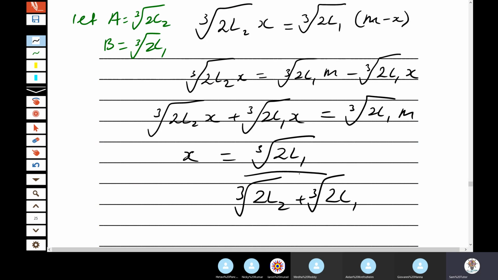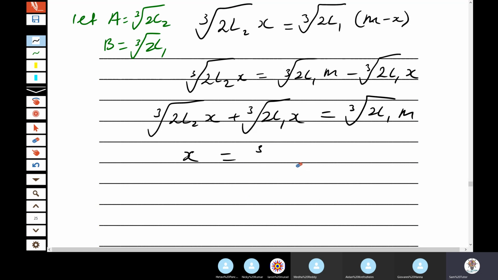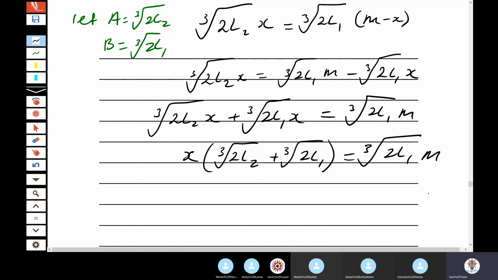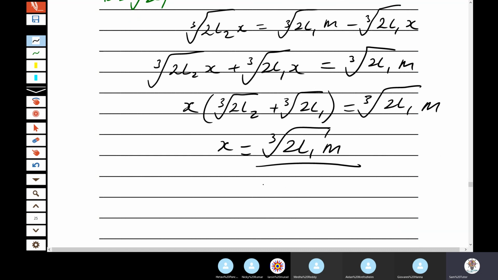Too fast, that last step. So factorize it first. X, when you factorize it, you're left with cube root 2L2 plus cube root 2L1, which equals to this right-hand side. Now we divide. X equals cube root 2L1 m on cube root 2L2 plus cube root 2L1. And that's it, you're done. That's x.